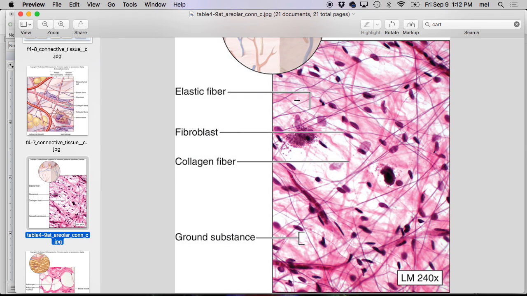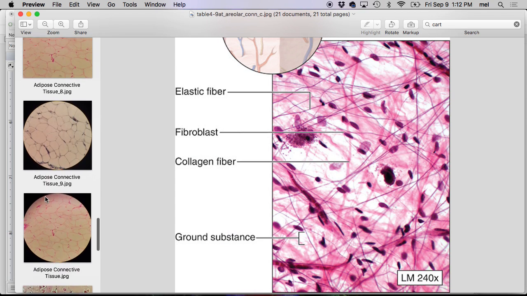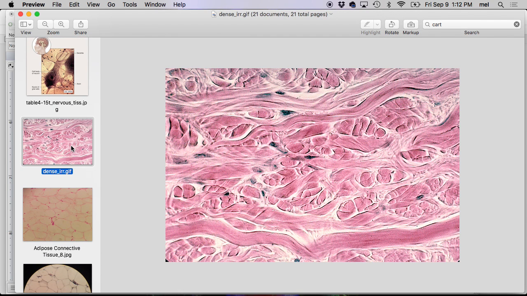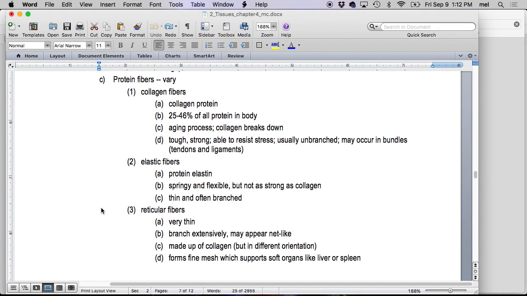Okay, so this tissue compared to this tissue, you can probably see that this one, which is basically bundles of collagen, would be way stronger, right? Does that make sense? Okay, so collagen is the most abundant protein in your body. Of the approximately 30,000 different kinds of proteins that you have, 25 to 46% of those proteins is collagen. So it's by far the most abundant protein in your body.